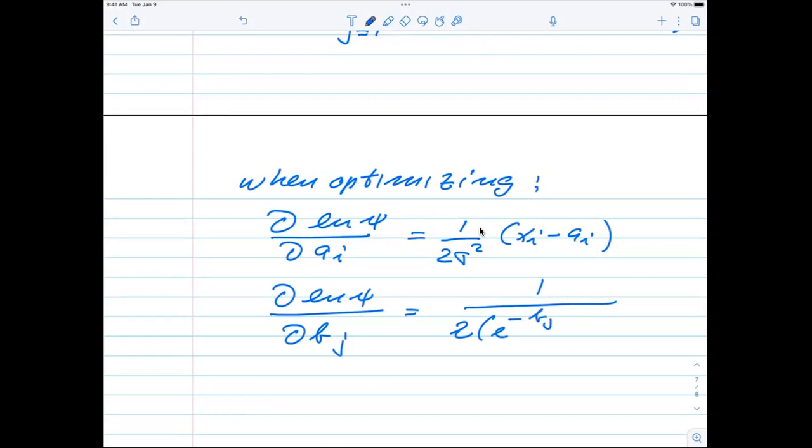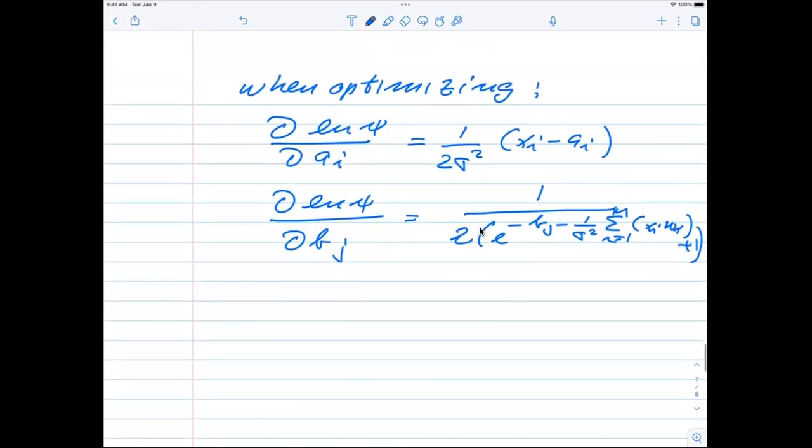minus, and then I have this 1 over sigma squared, and then I get the sum over i equal 1 up to n, and then I have my x_i w_ij, and this contains a +1 as well here. And then finally, I need to take the derivative with respect to the weights, w_ij, and these are the quantities which I then need in order to set up the final derivatives which enter the expectation value.